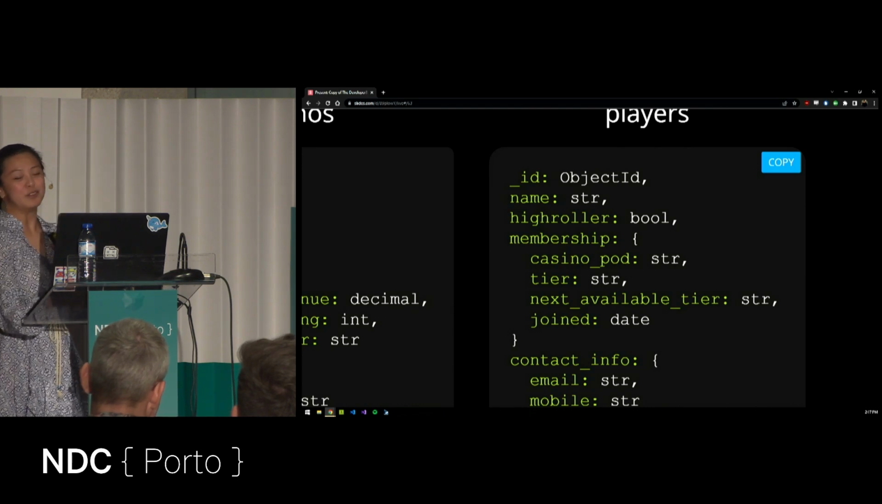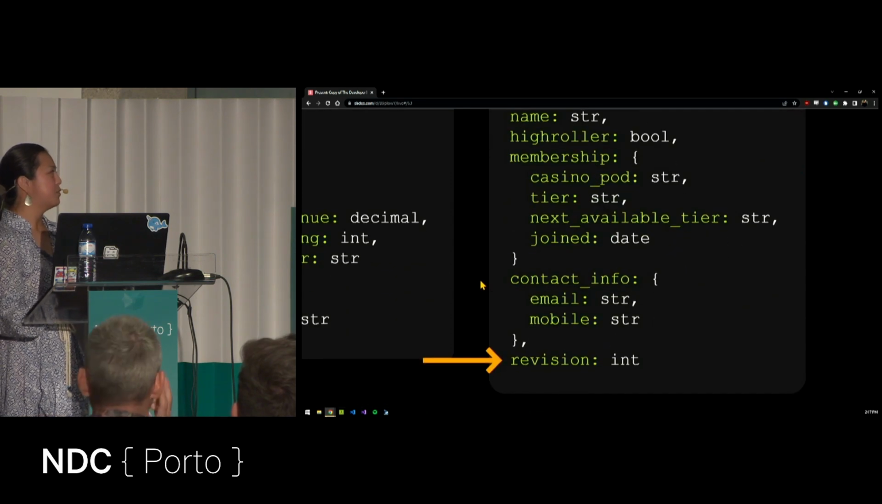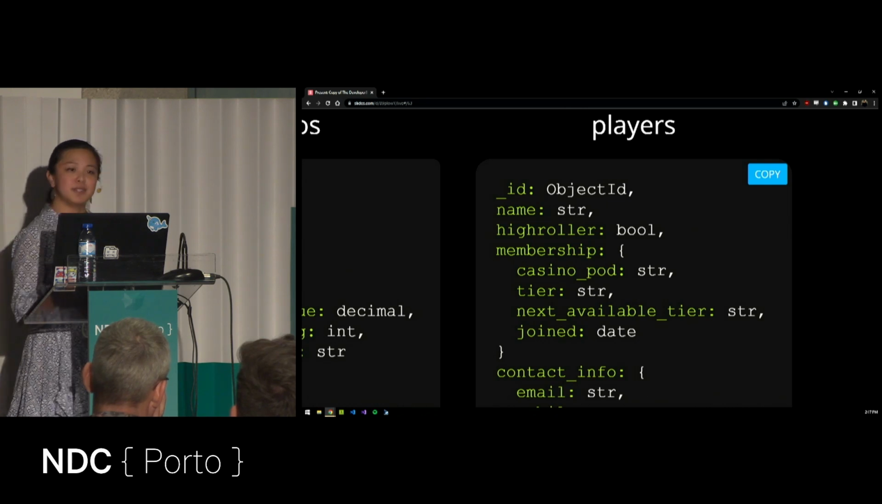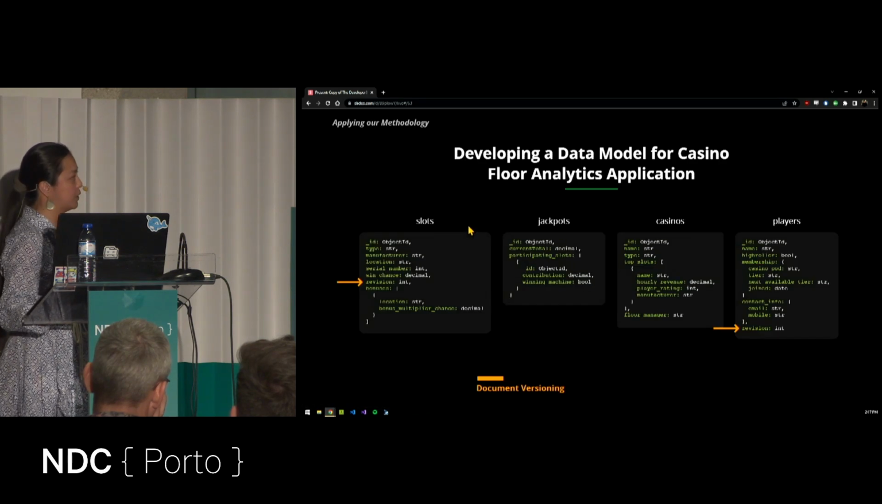You're just a little peasant who doesn't have a really high membership level. So those types of changes are things that don't usually change too often, but are still necessary to keep track of. And so in that case, we use the document versioning pattern for those particular entities.